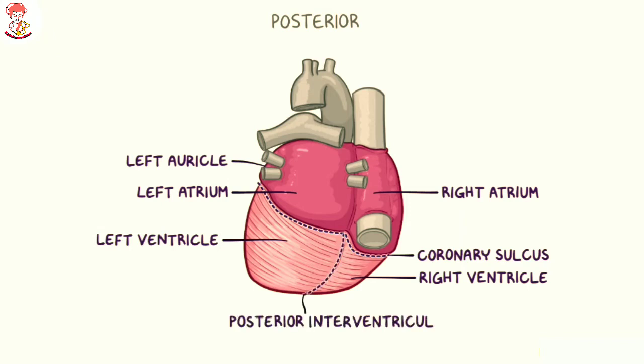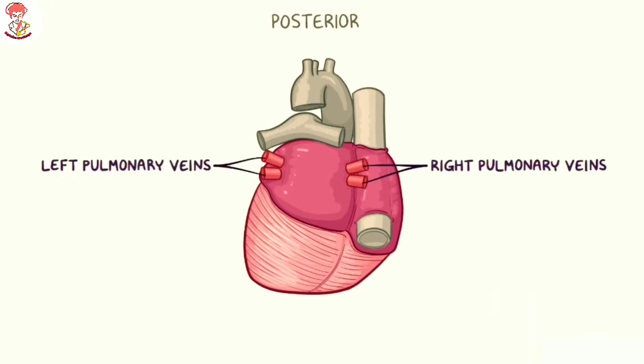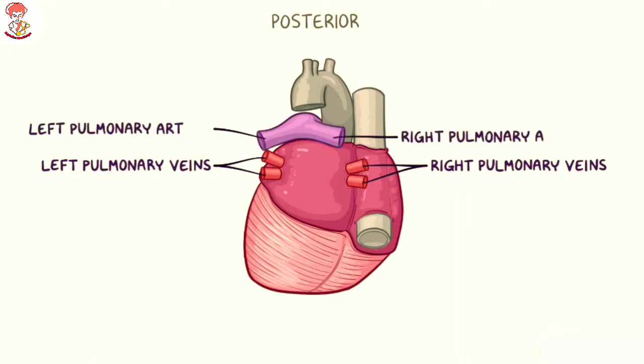In the upper portion above the coronary sulcus, there are great vessels: the left and right pulmonary veins, which bring oxygenated blood to the left atrium, and the left and right pulmonary arteries, which emerge from the pulmonary trunk and bring deoxygenated blood to the lungs. Above them are the aortic arch and the superior and inferior vena cava.